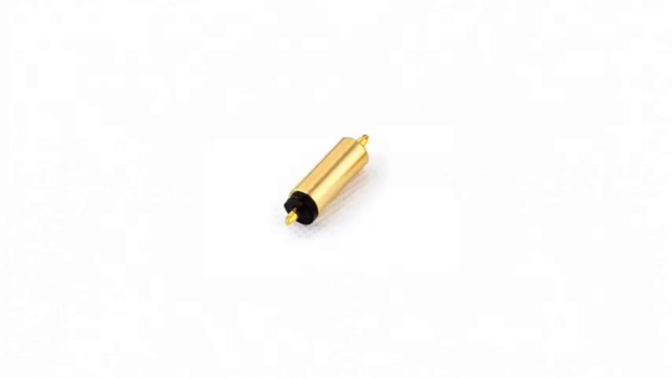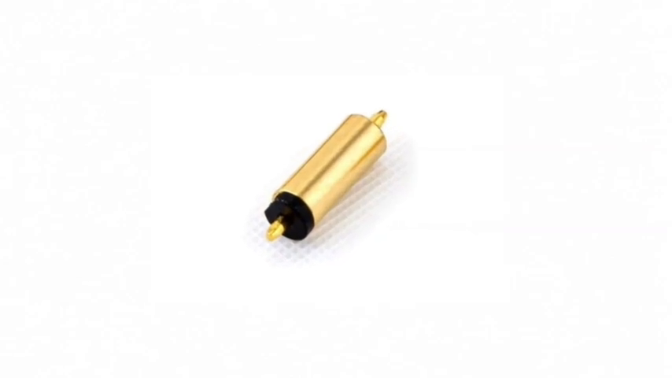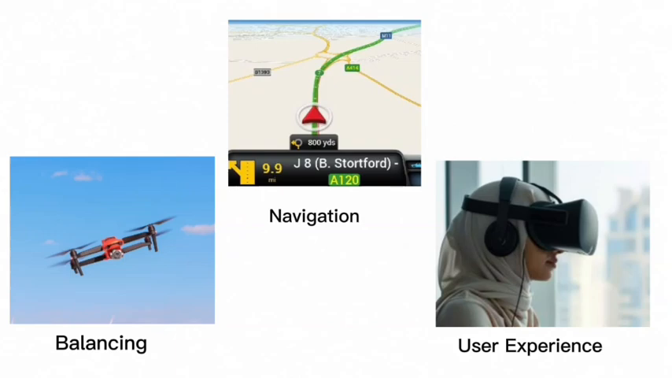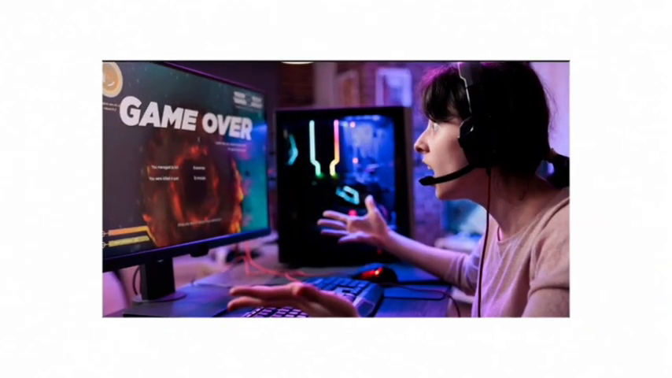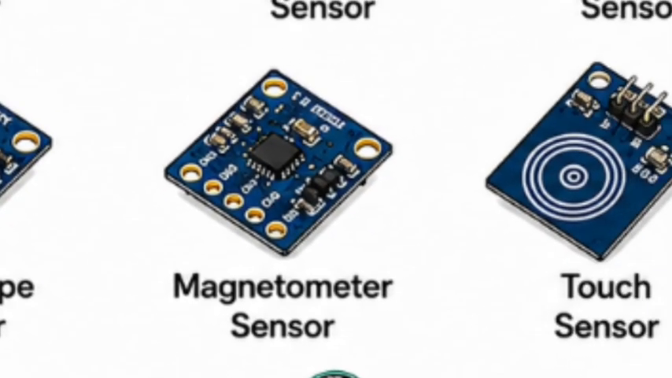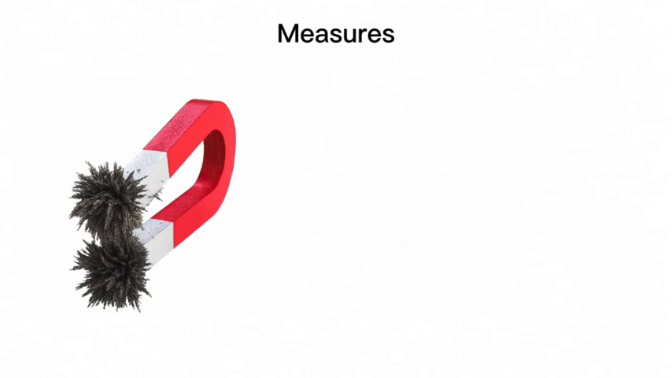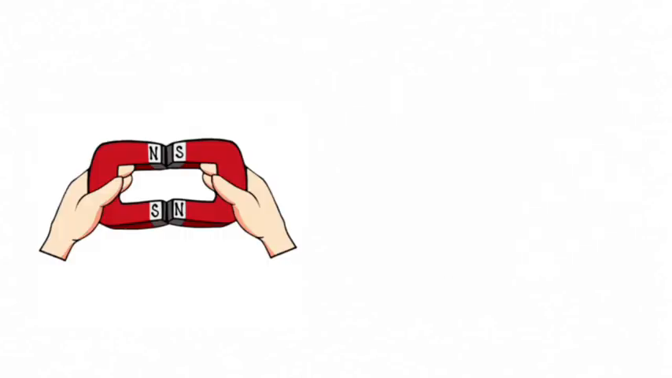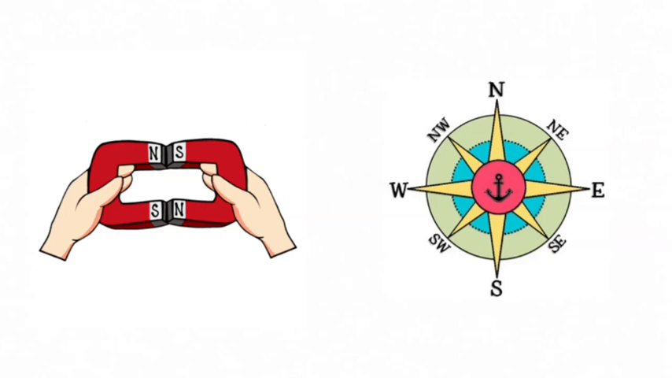By detecting even small rotational changes, gyroscopes help maintain balance, improve navigation accuracy, and enhance user experiences in interactive technologies. Magnetometer. A magnetometer measures magnetic fields and is often used as a digital compass. It detects both the strength and direction of magnetic forces in the surrounding environment.